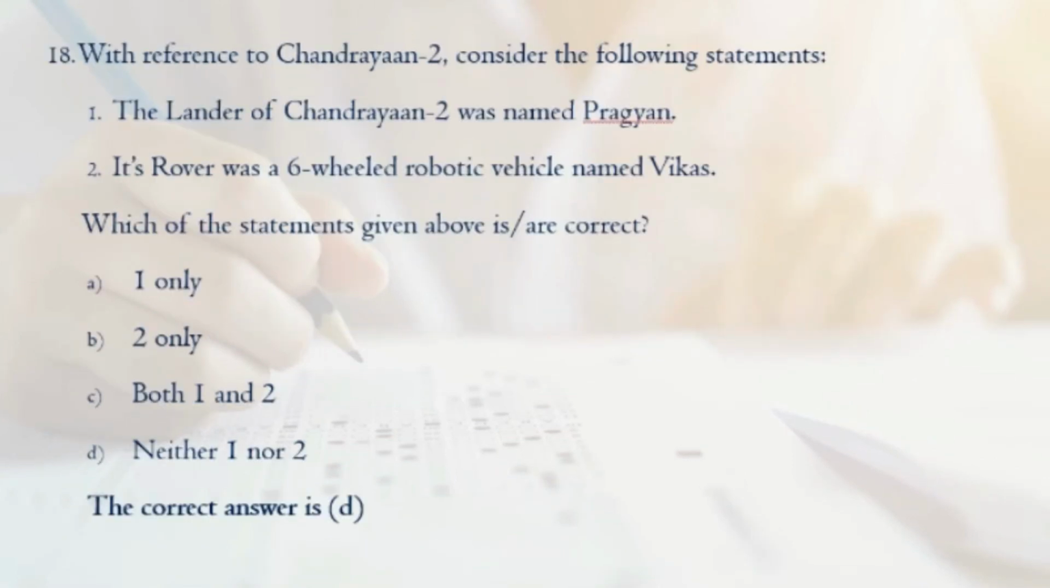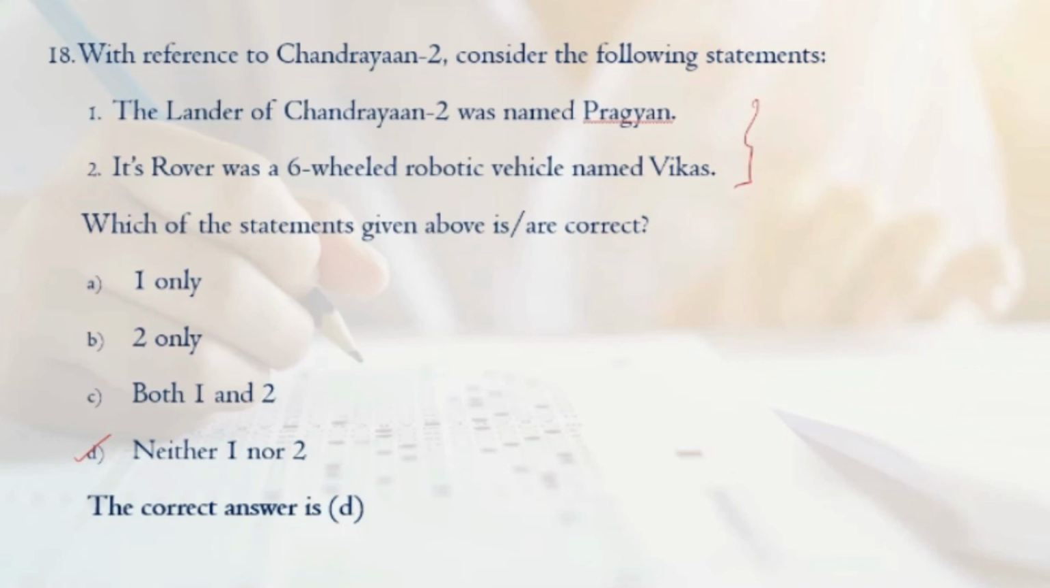And the next question is, with reference to Chandrayaan-2, consider the following statements. The lander of the Chandrayaan-2 was named Pragyan and its rover was a six-wheeled robotic vehicle named Vikas. Which of the following statements are correct? A. First only, B. Second only, C. Both first and second, and D. Neither first nor second. And the correct answer is D. Neither first nor second. Both of these statements are not correct.